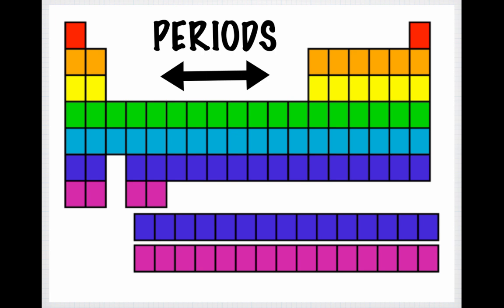Personally, I find the easiest way to remember the difference between a group and a period is that periods and sentences are always horizontal, and so periods are horizontal and they go left to right.